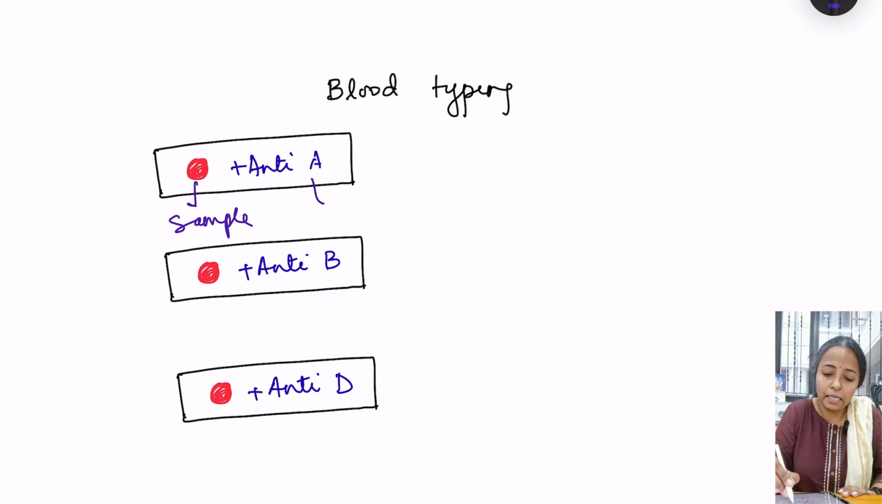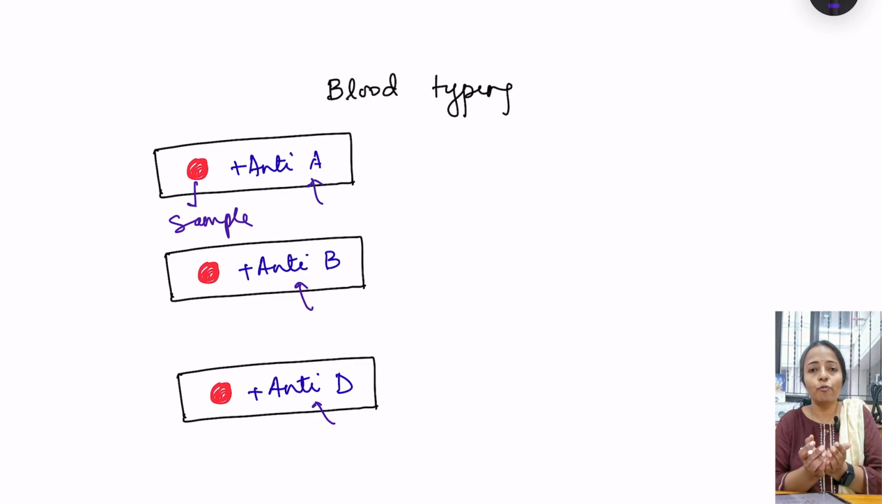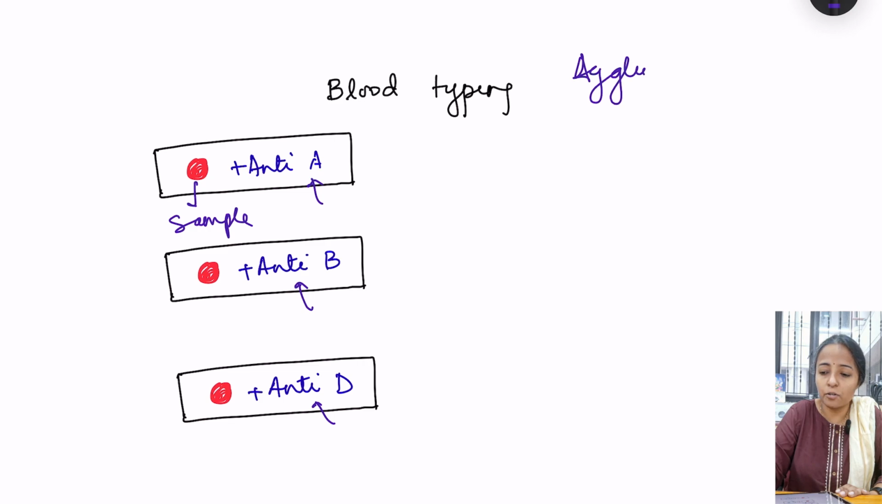So this is the sample, and we add different antibodies for different antigens of the RBC. So we add anti-A, then we take another sample on another slide and add anti-B, and we add anti-D. And then we look for clumping of the RBCs, okay? Because if antibodies react with the antigens, it will cause all the RBCs to clump together, which is known as agglutination, okay?